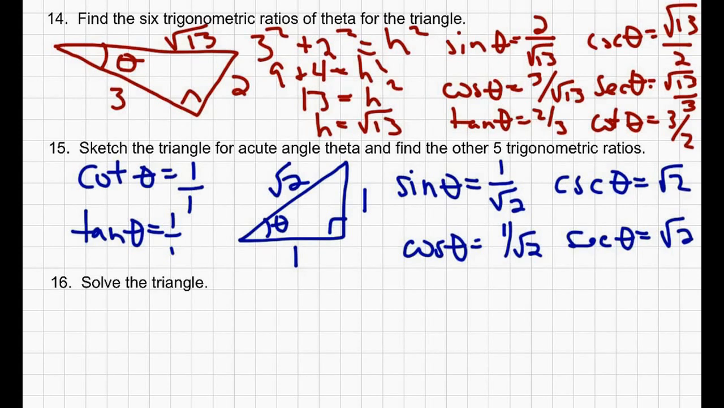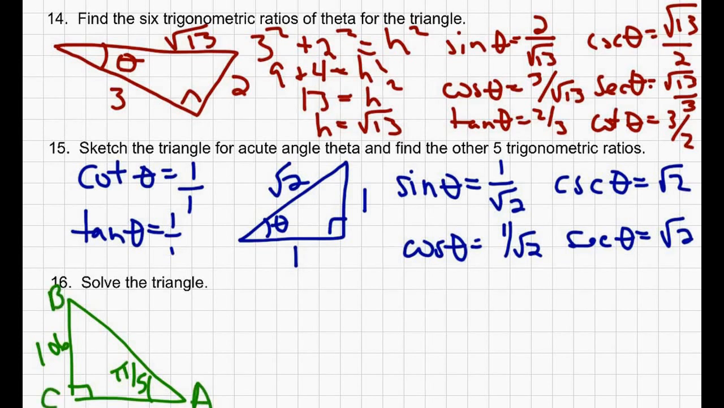Number 16, solve the triangle. Here's the triangle. This was 106, and this was pi over 5, and that was all they gave me. Now, solving the triangle means finding all 3 angles and all 3 sides. So I'm going to call this A, B, C, so I have some reference point for the angles. When you do that, you call the side opposite angle A side A, the side opposite angle B side B, and the side opposite angle C is side C.